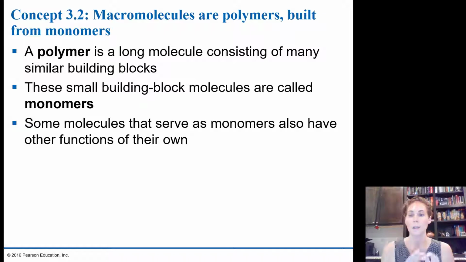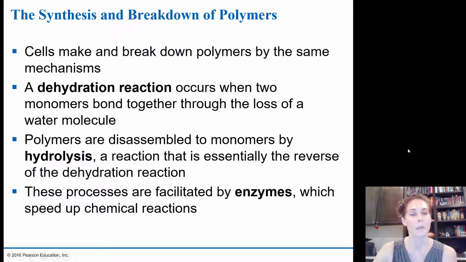A polymer is the train. Monomers are the building blocks that make up a polymer. A monomer makes up a polymer. So the monomer would be the train cars. All the train cars make it a train. Some molecules that serve as monomers also have functions of their own.